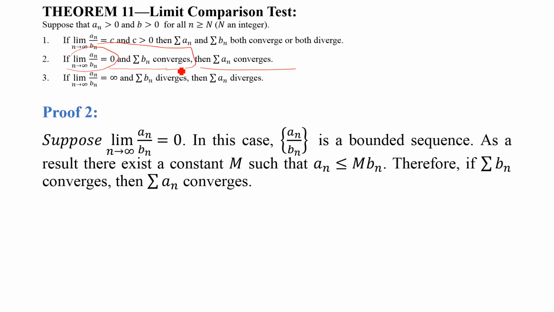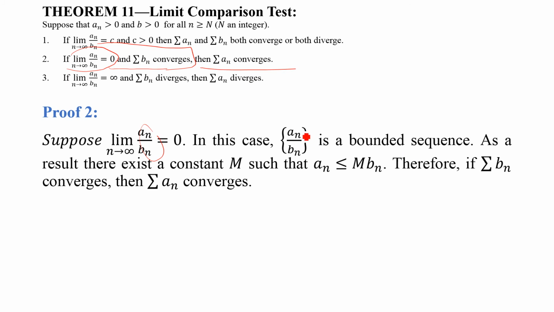The limit is 0 and sigma bn converges, so we have to prove that sigma an converges. First of all, let's start with the limit. This limit is 0. So, in this case, an over bn is a bounded sequence. As n approaches infinity, an over bn is 0, so this means an over bn is a bounded sequence.